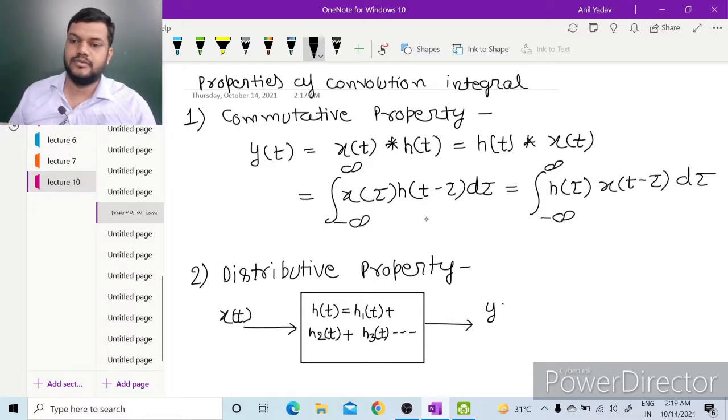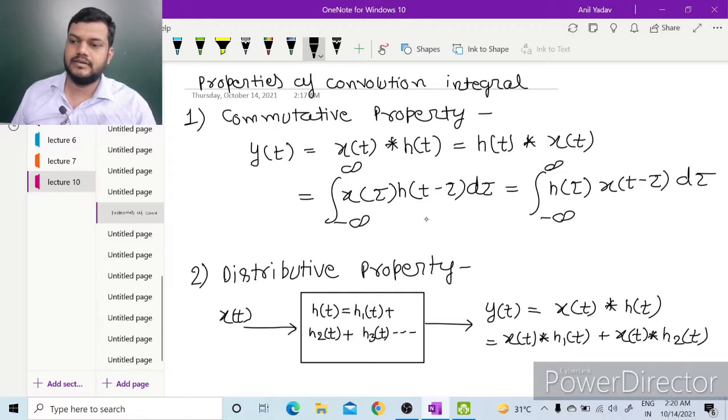So we know y(t) is x(t) convolved with h(t). This will be x(t) convolved with h1(t) plus x(t) convolved with h2(t) plus x(t) convolved with h3(t) and so on. Means we will apply convolution at individual impulse response and then we will add them up.